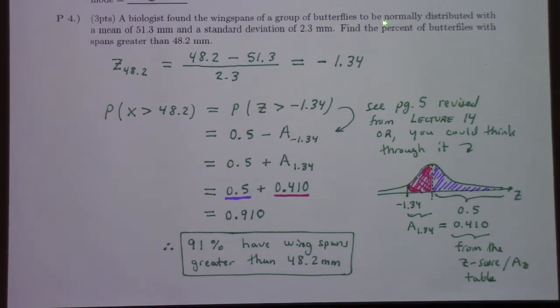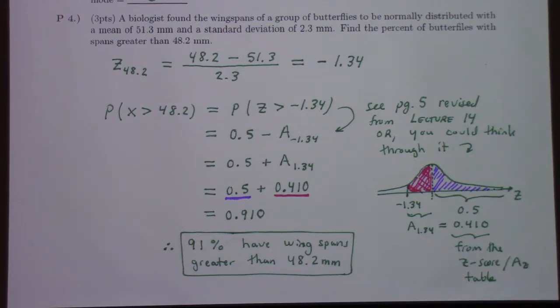But notice it asked for a percent. I was just talking to a student today, we were getting the WebAssign problem wrong because we were putting in probabilities rather than percent. It does ask for percent in the WebAssign. So 91% have wingspans greater than 48.2 millimeters.